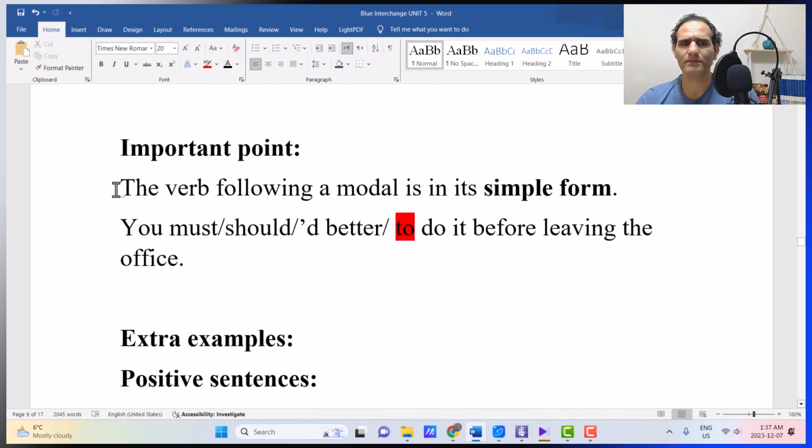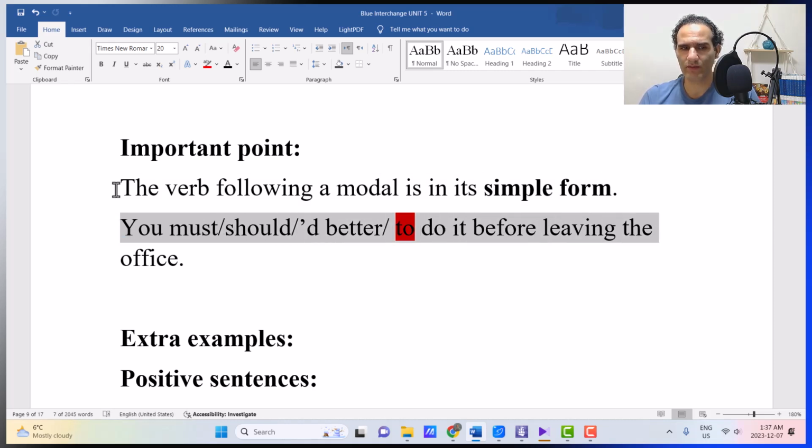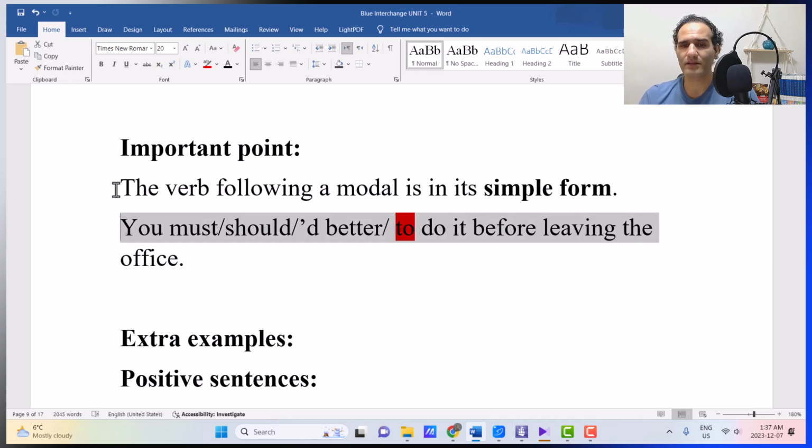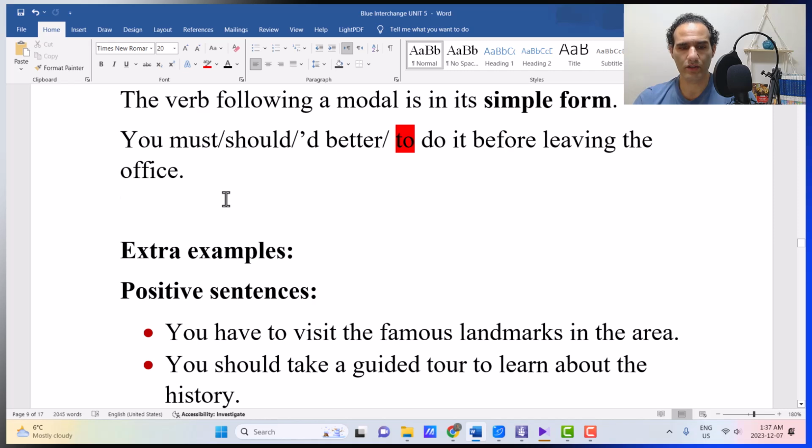Just one point. The verb following a modal is in its simple form. You must, you should, you'd better do it before leaving the office. So don't say you must to do it, wrong. You should to do it. You'd better to do it, wrong. All of them are: you must do it. You should do it. You'd better do it. Okay? Simple form of the verb. Good, good, good.